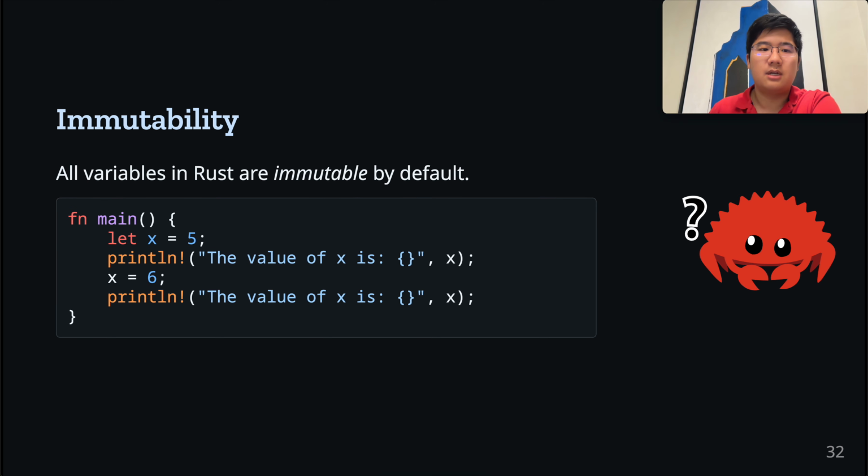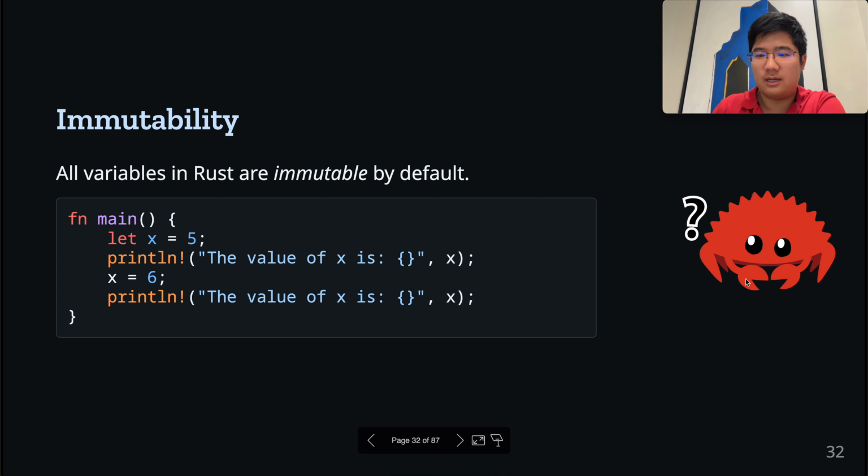So in Rust, all variables are immutable by default. In most languages, things are mutable by default, which means changeable. In Rust, things are immutable, which means they cannot change. So we have some code here. We have let x equals 5. We're going to bind the value of 5 to x, and we print it. Then we have this thing where we're going to bind 6 to x.